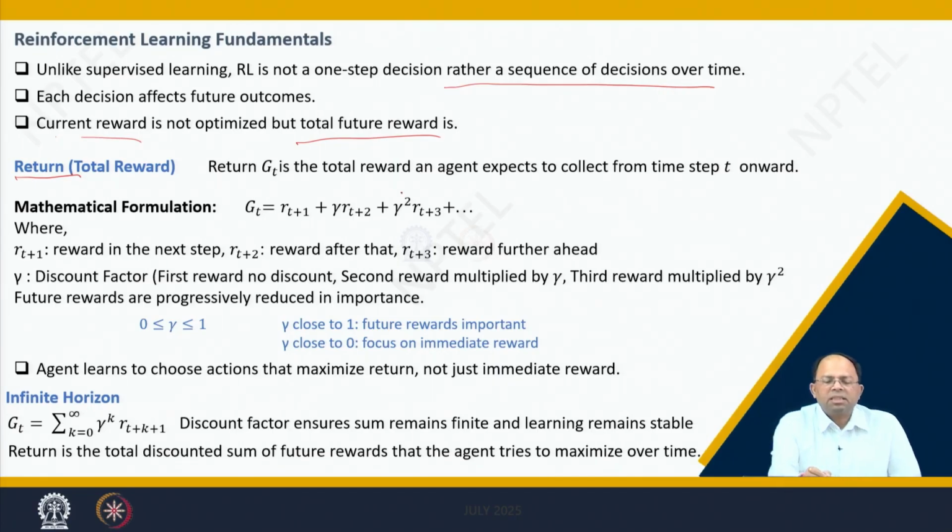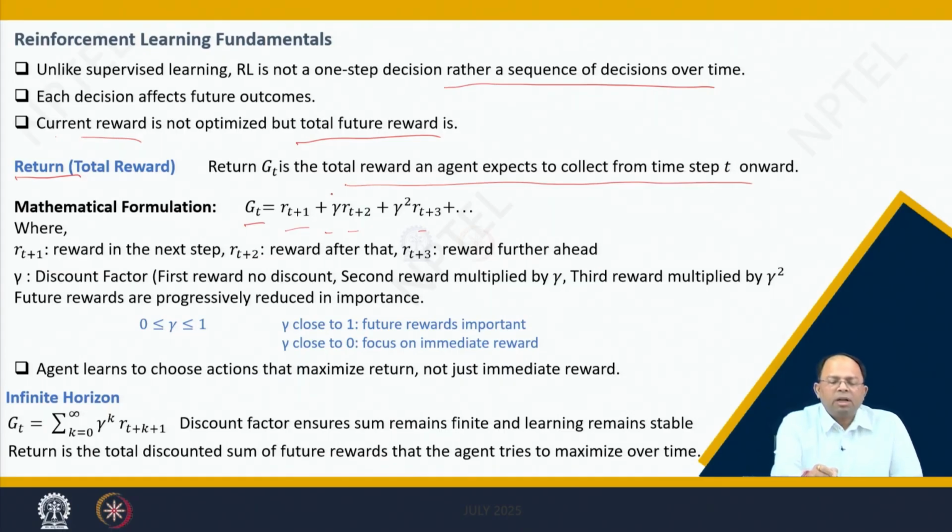So return G_t is the total reward an agent expects to collect from time step t onwards. This is the total reward that is generated, and that is what the agent is expecting to collect. The mathematical formulation could be written like G_t = R_{t+1} + γR_{t+2} + γ²R_{t+3} and so on. Now this R_{t+1} is the reward in the next step, R_{t+2} is the reward after that, R_{t+3} is the reward further ahead. So that means we are adding up rewards from all steps.